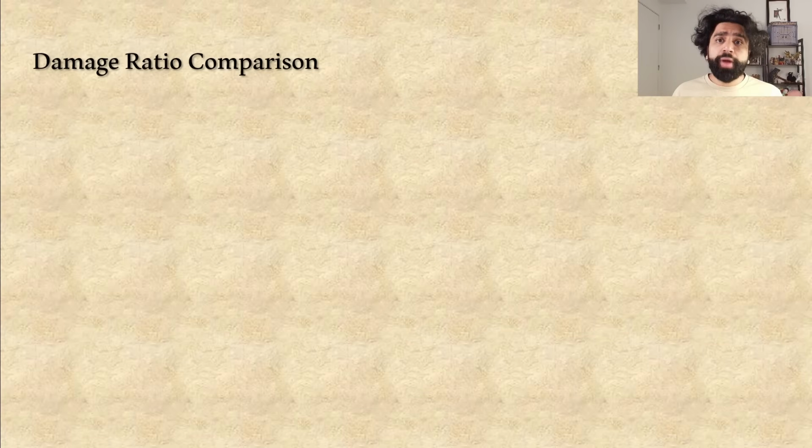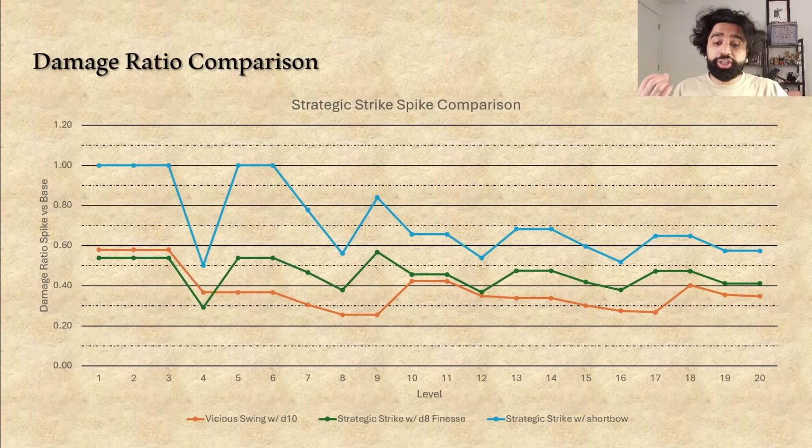And just to really drive the point home of how Strategic Strike, this hypothetical version, compares to Vicious Swing, here is a chart showing their damage progress. I am only considering on-hit damage. I am not accounting for accuracy here. I am not accounting for crits here. And remember that I am using this hypothetical Strategic Strike that I established in the previous slide. The x-axis is the level range, 1 till 20. The y-axis, the height of each of these charts, basically, represents the ratio that your added spike damage is compared to the base damage of your weapon.